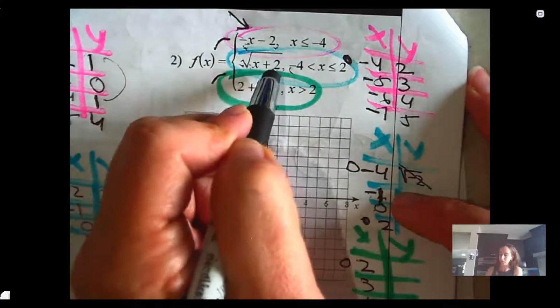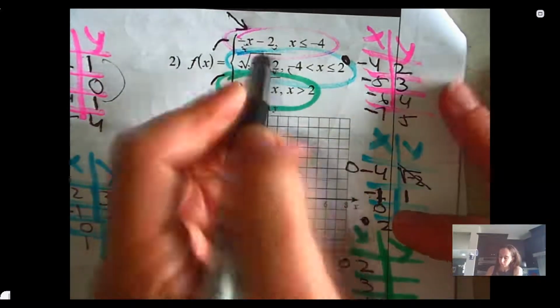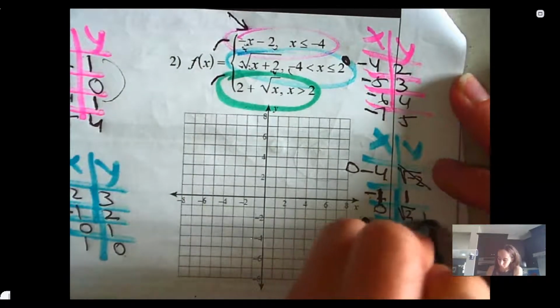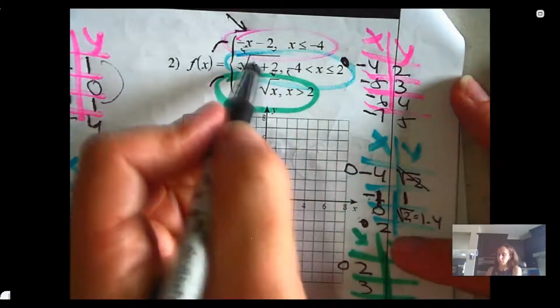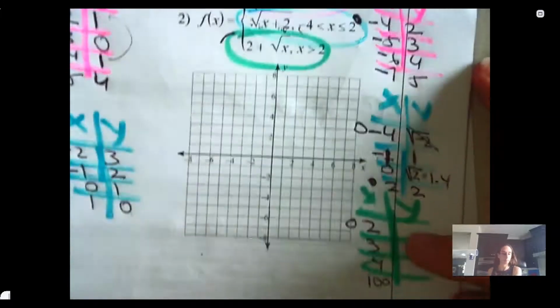Negative 1 plus 2 is 1. The square root of 1 is 1. 0 plus 2 is 2. The square root of 2 is like 1.4. 2 plus 2 is 4. The square root of 4 is 2. We'll worry about that in a second, okay?